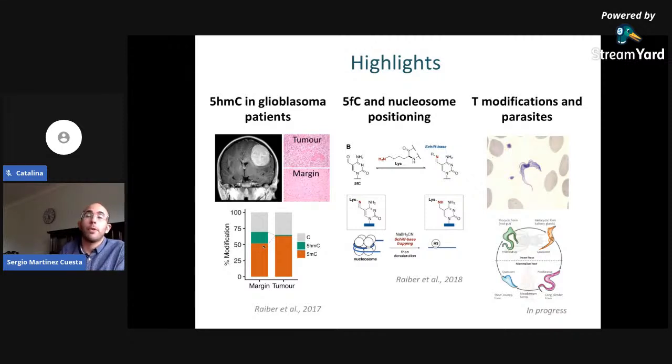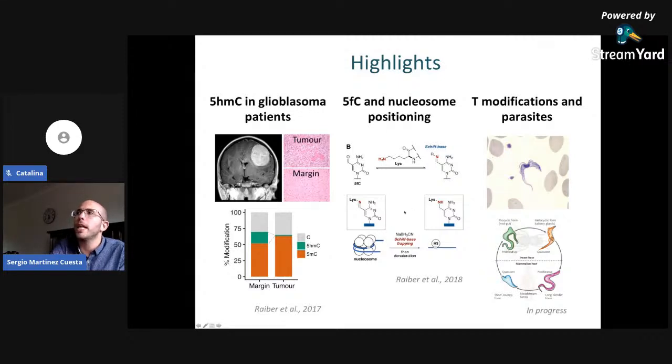And then other groups have also identified that loss of 5-hmC is observed in liver cancer and kidney cancer. And so we're investigating whether this is a common mechanism for cancer to develop.